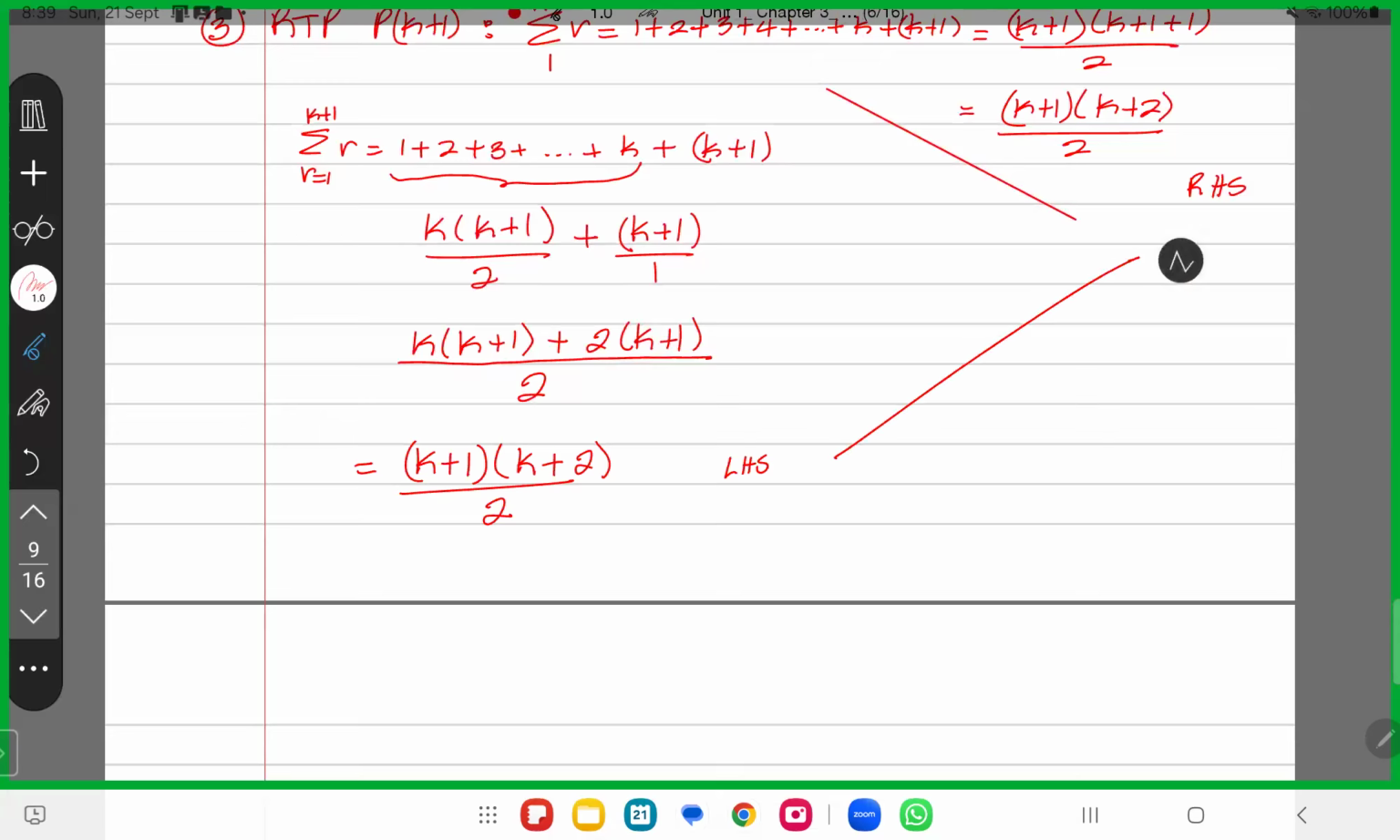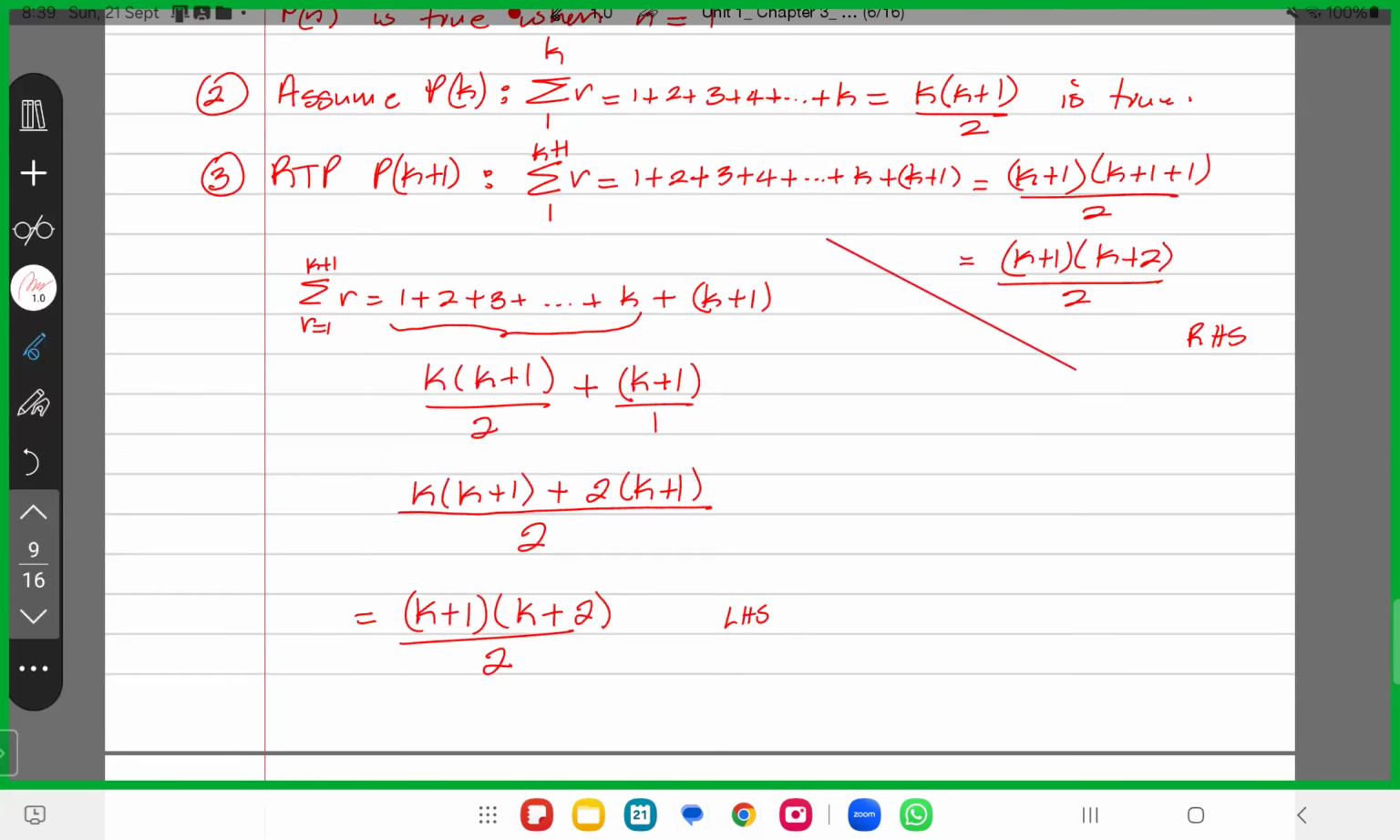So now that you have done this, now that step 3 is complete, step 4 is to make a statement. And the statement is this, that Pk plus 1, which is the sum of the first k plus 1 counted numbers, is true when Pk is true.